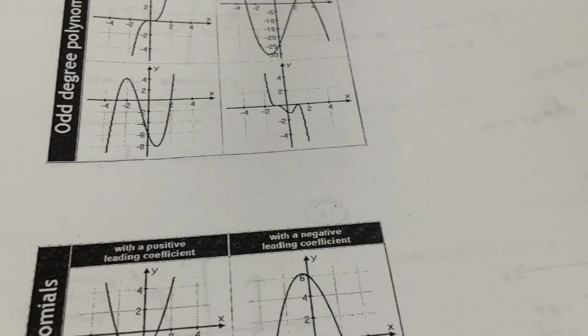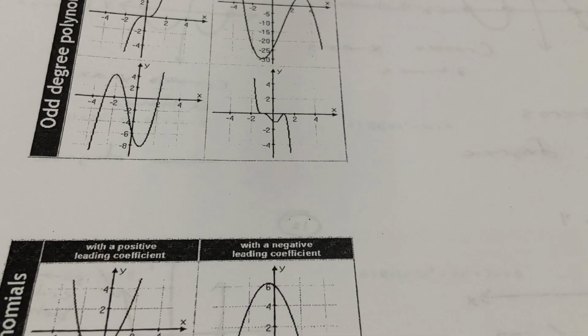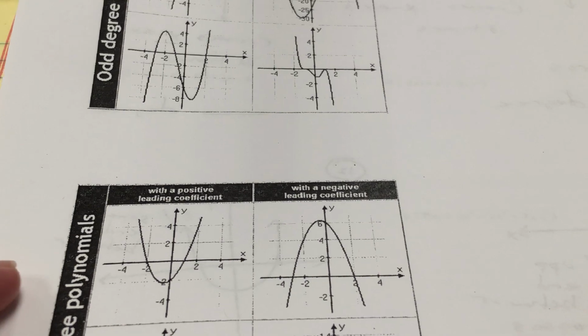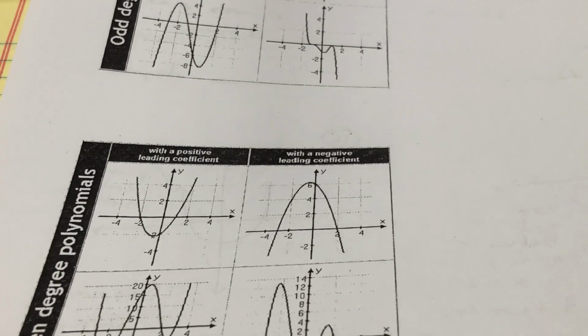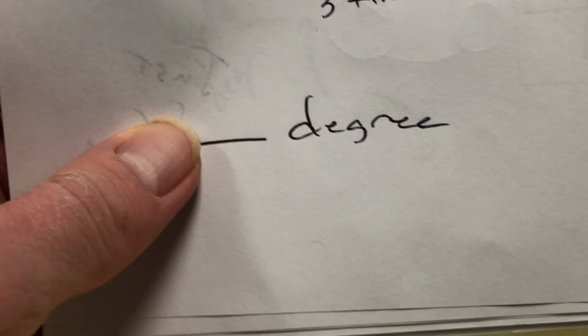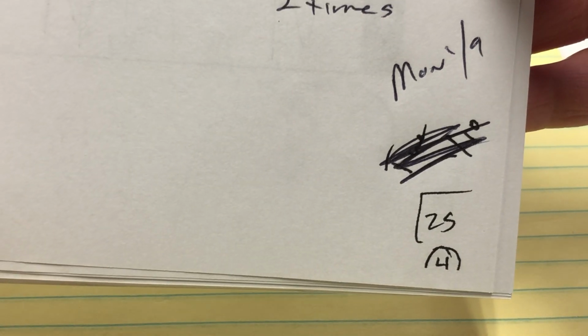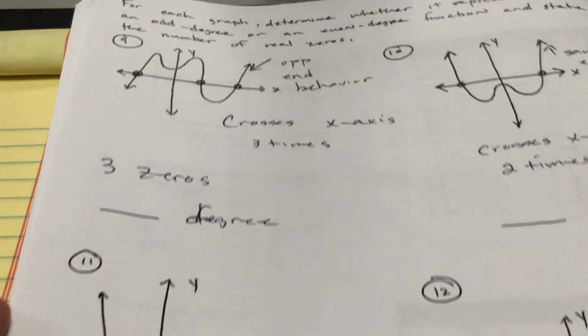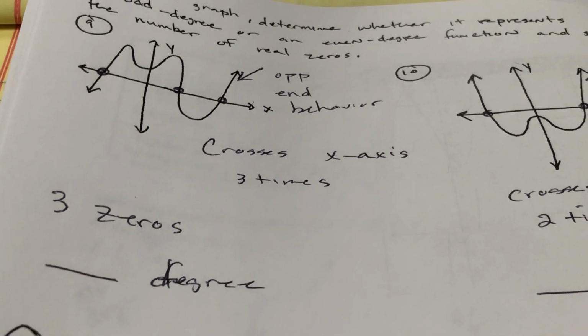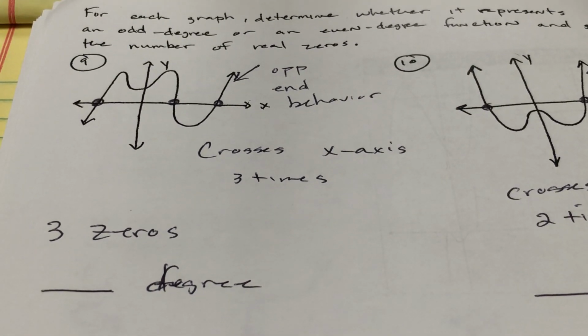This is just some notes. All right, different examples of odd degree, even degree functions. You might look more at those in pre-calculus and calculus. And lastly, what we're going to do together is there is a 25 at the bottom and a 4. All right, so for each graph, determine whether it's an odd or even degree function and how many zeros it has.